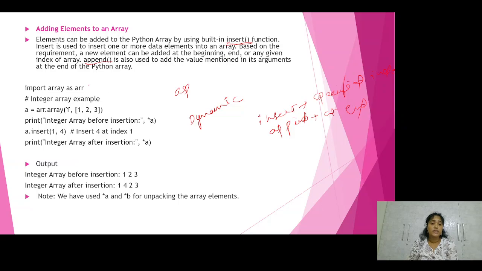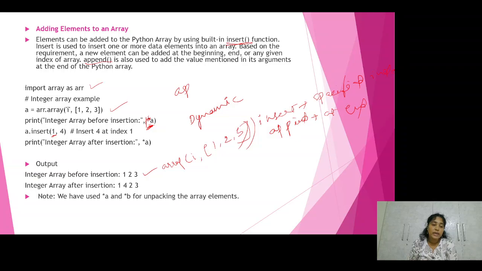Okay. Now, first thing, you have to import the array, then create the array containing 1, 2, 3 as elements. You are printing the integer array before insertion. These are the elements, star a. In order to print the elements, we use star a, and a dot insert 1 comma 4. This prints only elements, whereas if you have given a, it prints something like this again, array of I comma 1 2 3, like this it will print. Okay. If you want to print only elements, you have to use the dereference operator, and a dot insert 1 comma 4.